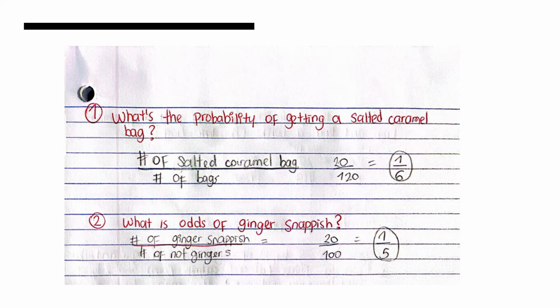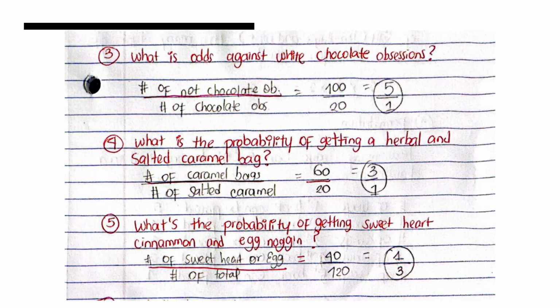Number 2, what are the odds of ginger snap tea? What I did in here was to identify the number of ginger snap tea bags that we have, and then divide by the number of non-ginger tea bags. So we have 20 over 100. This will be 1 over 5 as the odds.